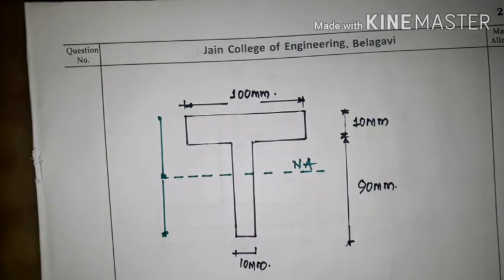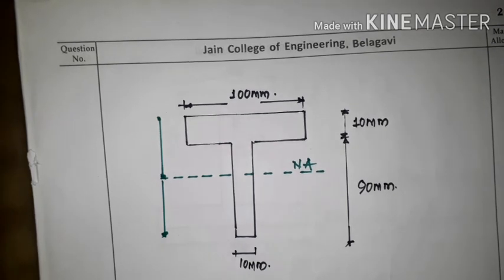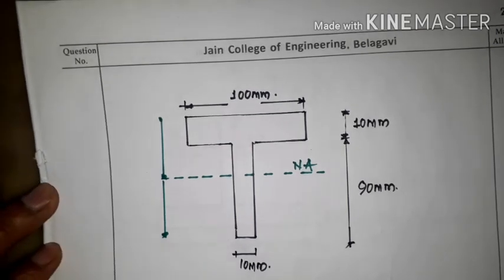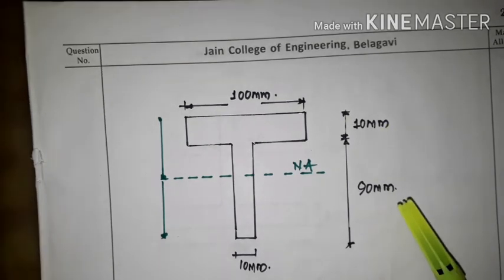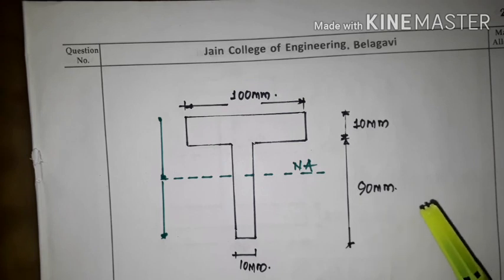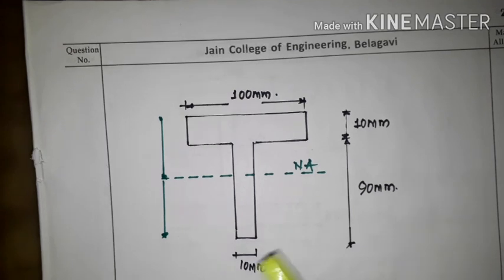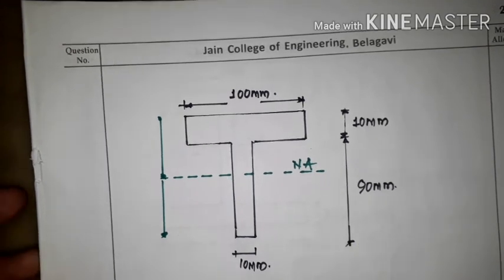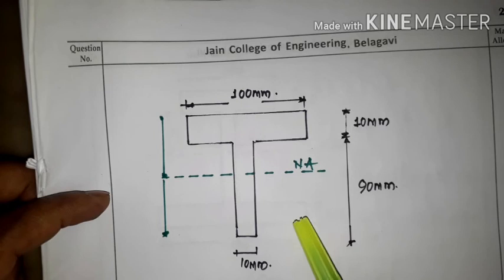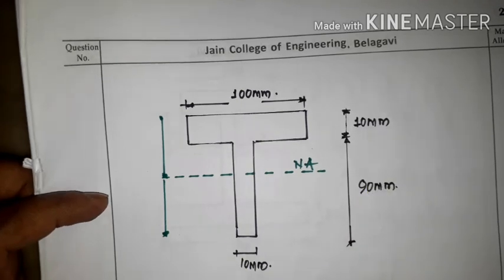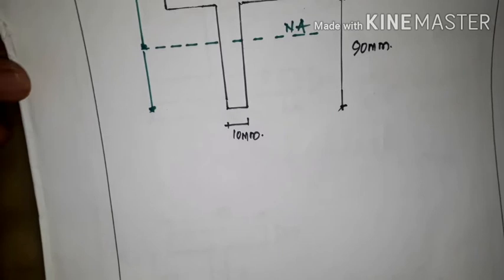So welcome back, students. Now we'll find out the shape factor for a T section. In the previous classes we found the shape factor for different types of cross sections, and even calculated it for an I section also. So in this section we will calculate it for a T section. For the properties, the flange is 100 mm by 10 mm and the web is 90 mm by 10 mm.